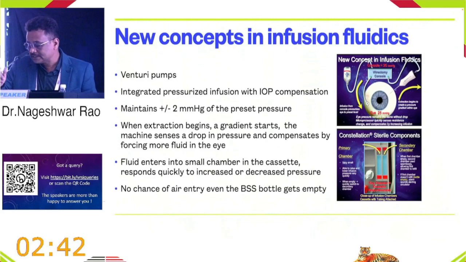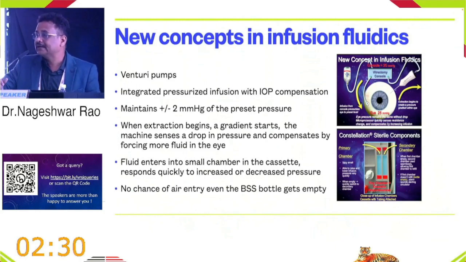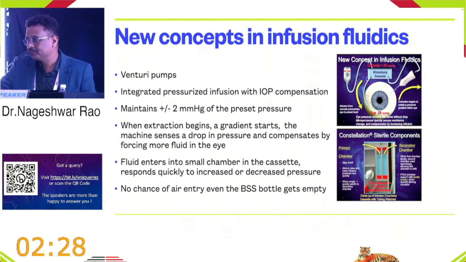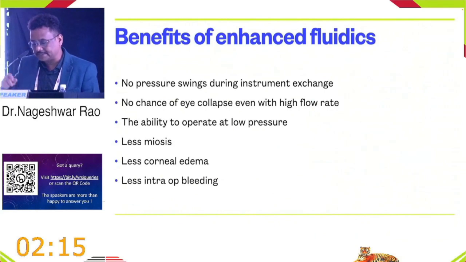And in fact, in the Constellation machine, two chambers are there, one primary and one secondary. The primary works most of the time, and when the fluid finishes, the secondary gets started. In fact, we observed that even when the fluid in the bottle finishes, suddenly the air never enters the eye. That is a major advantage of these machines, which earlier we were having a problem with.